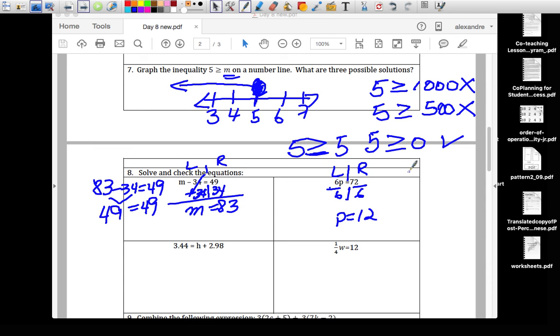If I substitute, I get 6 times 12 equals 72. Let's see if that's true. Well, 6 times 12 is indeed 72, so my left side equals my right. At the bottom, we have little decimals here. So, h plus 2.98. Let's do minus 2.98 because that's the opposite of addition. Minus 2.98 on this side.